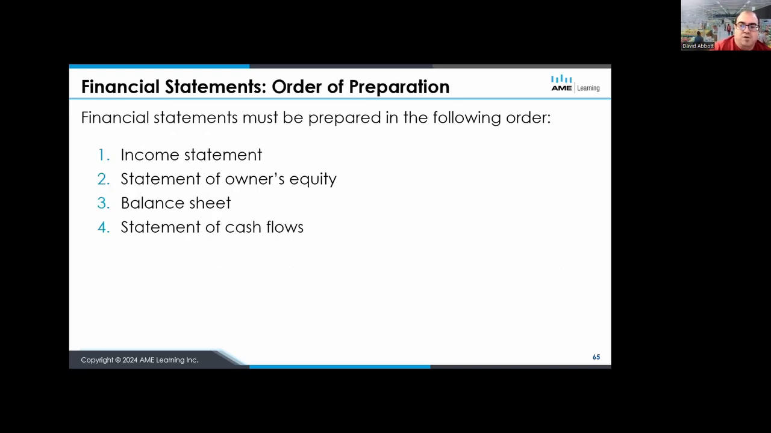Okay. So the 4 statements that we look at would have to be prepared in this order, because you're going to use information from the previous statement. You're going to have figures from that in order to go into the next one. So they have to be done in this order. We have our income statement. We would then have a statement of owner's equity. And the information from both of those then goes into our balance sheet. And then we also have what's called a statement of cash flows.